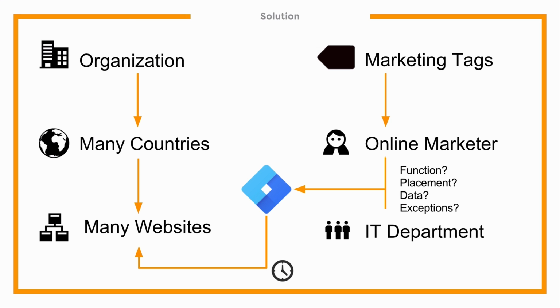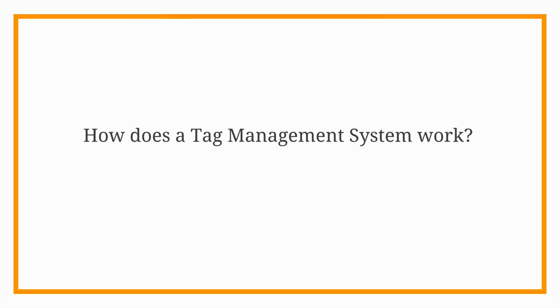Once the tags are on the pages, we can divert responsibility for updating and managing these tags to the tag management system, which saves resources and makes our platform more future-proof. So all in all, a great solution for helping us manage our marketing tags efficiently on one or more websites. So how does a tag management system actually work?